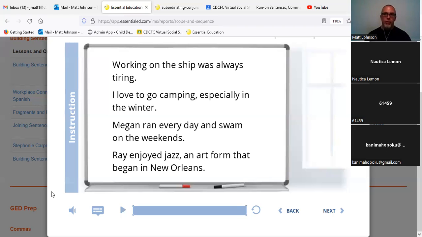The third one: Megan ran every day and swam on the weekends, right? So there, the "and" is not separating two independent clauses, because that's one way we can make a compound sentence. Megan ran every day and swam on the weekend. So we just put "and" in that situation. And Ray enjoyed jazz, sort of like the second one there: Ray enjoyed jazz, an art form that began in New Orleans. A lot of times that's all it is. It's just switching the punctuation or adding "and." Sometimes it may involve rewording a little bit.